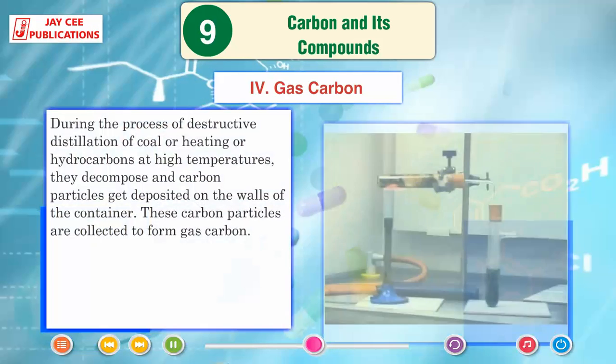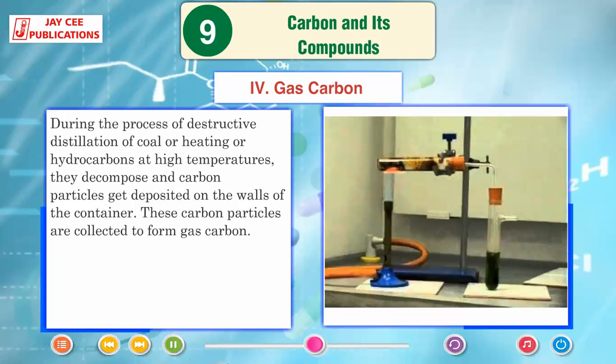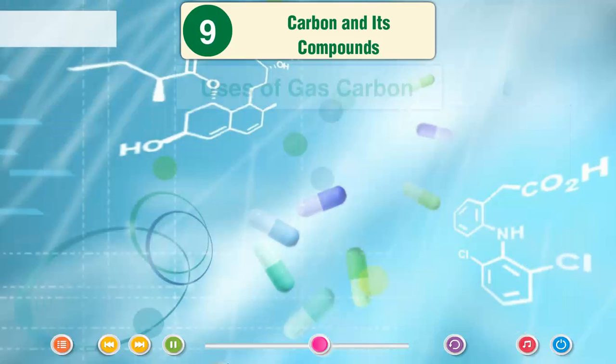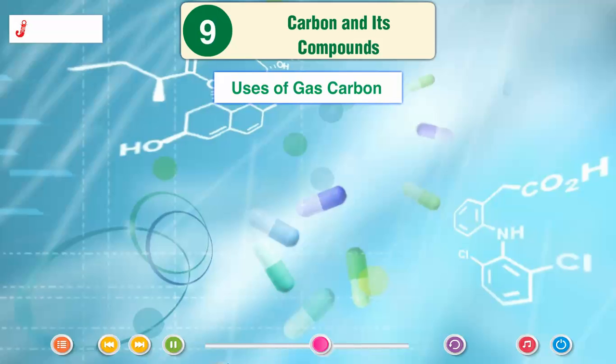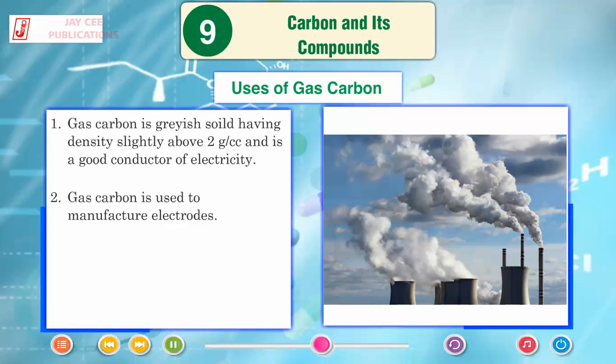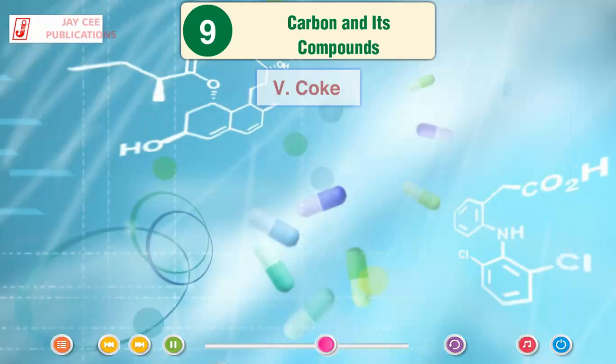Gas carbon. During the process of destructive distillation of coal or heating of hydrocarbons at high temperatures, they decompose and carbon particles get deposited on the walls of the container. These carbon particles are collected to form gas carbon. Uses of gas carbon. Gas carbon is a grayish solid having density slightly above 2 g/cc and is a good conductor of electricity. Gas carbon is used to manufacture electrodes.